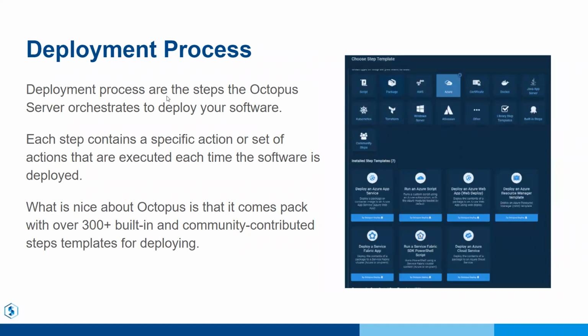And within a project, there's a deployment process, which are the steps that Octopus Server orchestrates to deploy your software. Each step contains a specific action or set of actions that will be executed at a time. What's nice about it is that Octopus, as you can see in the picture here, offers already pre-installed steps that are pretty common. So for Azure, we have these ones, but there's many more for Kubernetes, AWS, etc.